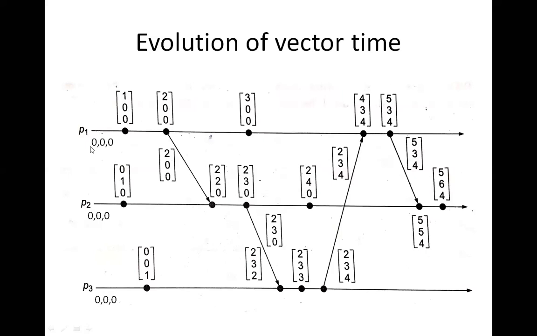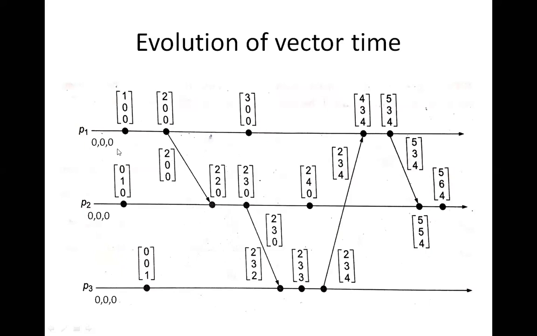Now, in this vector we have three elements. Why three elements? Because for n processes, n elements are maintained by each process in the form of a vector time. So the first component of this vector time represents the process P1. The second component represents the process P2. And the third is the timestamp of P3. So initially it is 0, 0, 0 for each.